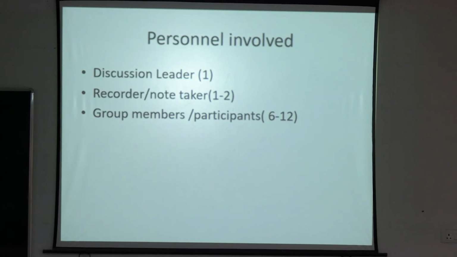Usually the participants should be not more than 12 or not less than 6. Question may come, why? Because if the number is large, everybody may not get the opportunity to participate. And if the number is less than 6, it is not valid.